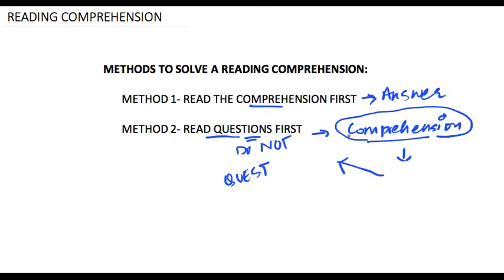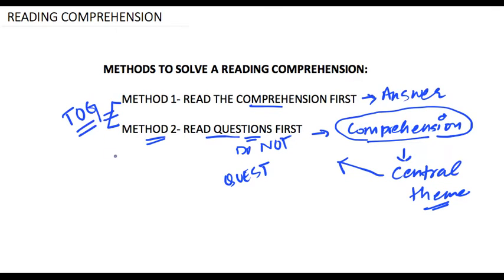And in that hurry of trying to figure out the answers, you might not understand the central theme of the comprehension, or you might misunderstand what is being mentioned in the comprehension. Therefore, this approach is considered to be a little risky. What we are going to do in this lecture is understand how to use these two methods together to answer our questions. Traditionally, we have been learning how to do them separately, but we are going to do them together in order to maximize our results in the examination.